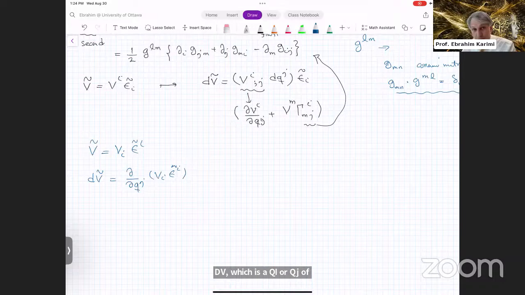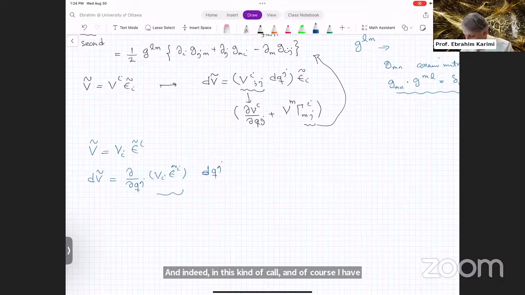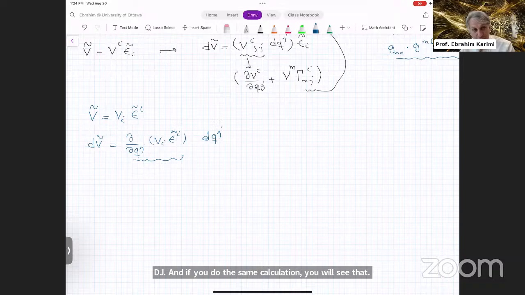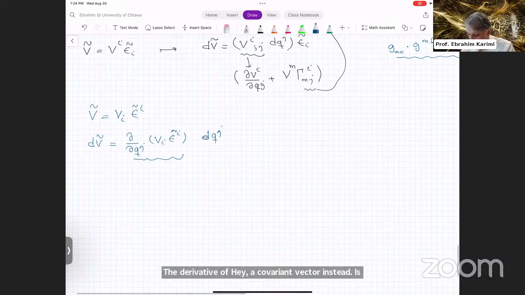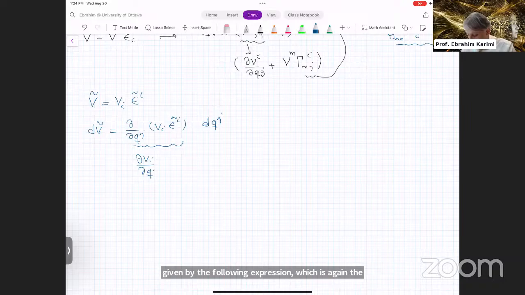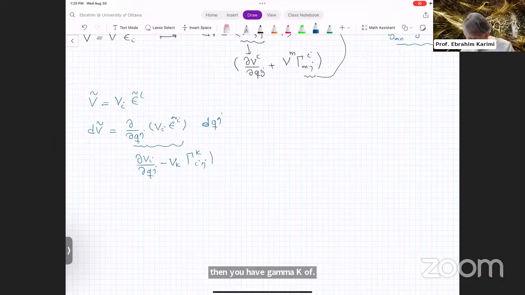And of course I have a dQ^J, and if you do the same calculation, you will see that the derivative of a covariant vector is given by the following expression, which is again the same expression of the derivative of V_I with respect to Q^J, but now the Christoffel symbol of the second kind appears with a negative sign, minus V_K gamma^K_IJ. Okay? And I will ask you to derive this by yourself.